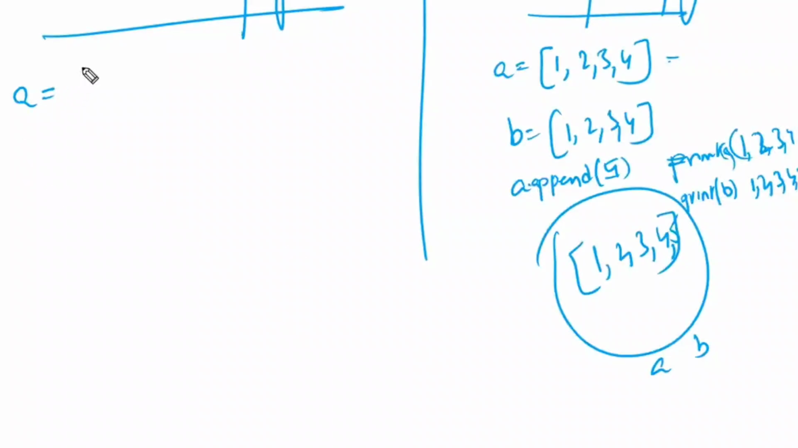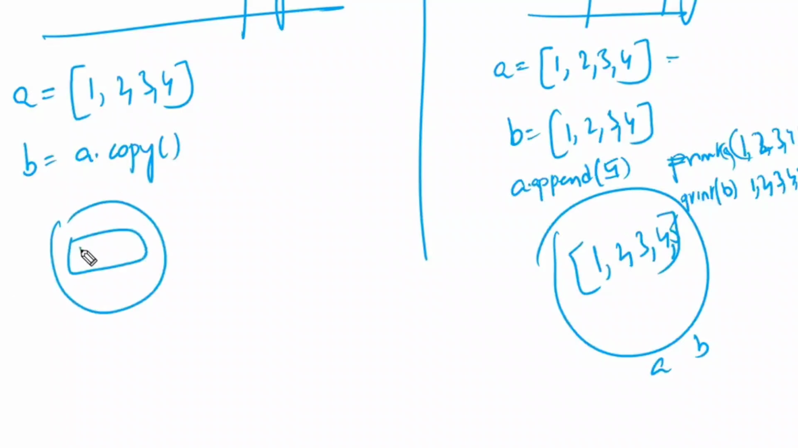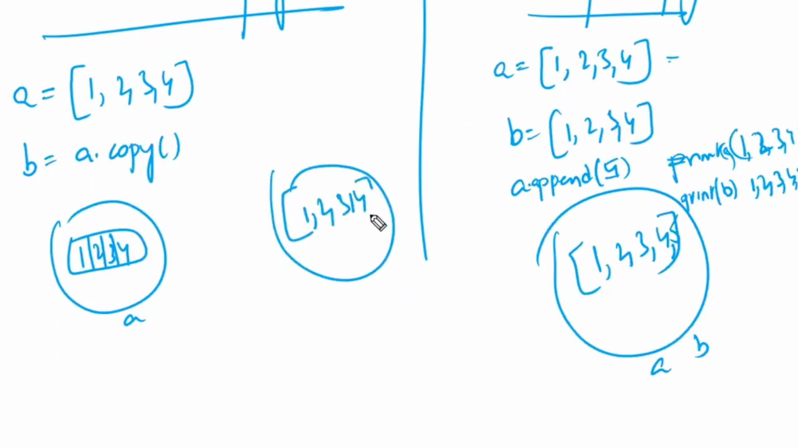Shallow copy, miss. A is 1, 2, 3, 4. You are writing B is equal to A dot copy. Copy means it is going to create one more Xerox copy. The first line of code is A is 1, 2, 3, 4. In the second line of code, it is not going to assign to the same one. It is going to create a new object, 1, 2, 3, 4.